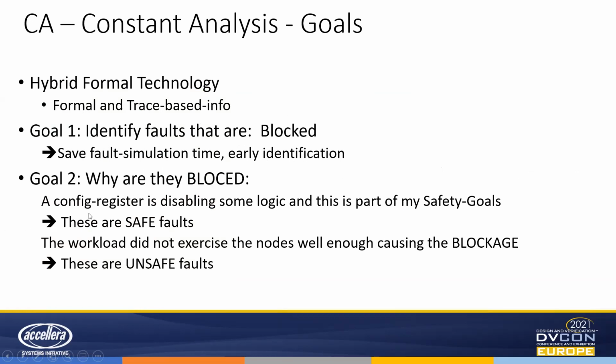And these are possible because there are a lot of config registers and mode registers possible in your design, which disable some parts of the logic, right? So these are actually safe faults because they're not going to change their values. And probably the workload also did not exist for some of the nodes, which can cause the blockage. So these are unsafe faults. So intelligently, the constant analysis will make it blocked safe, blocked unsafe, or masked safe and masked unsafe. This will help in identifying and giving the user more details about how the design is and how the faults will behave after the hard error simulation is done.